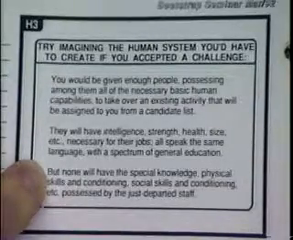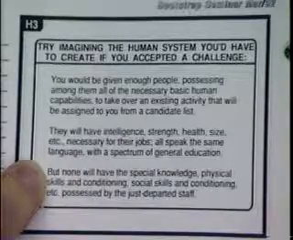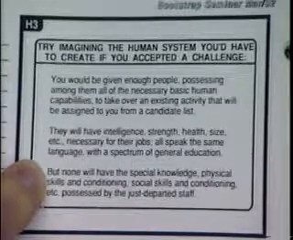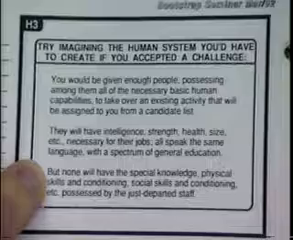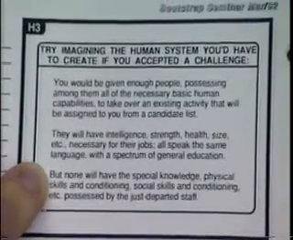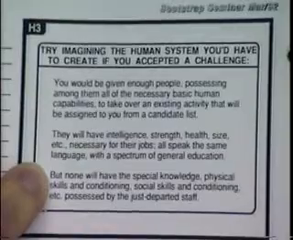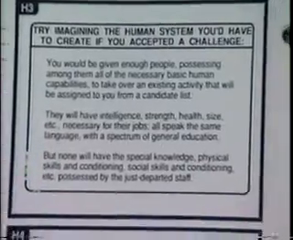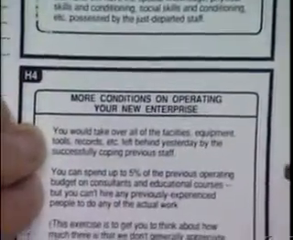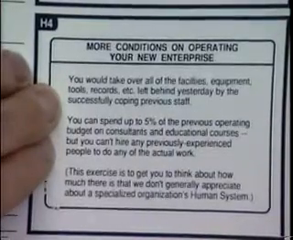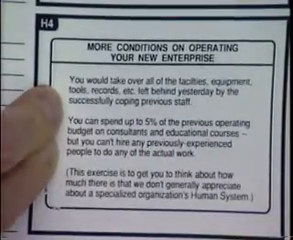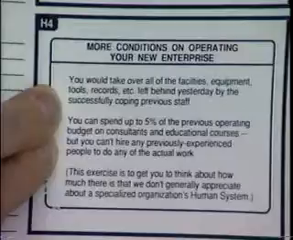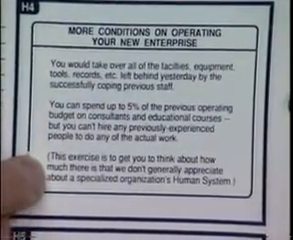So next Monday morning you take this new collection of raw people and you move into this specified activity, and all the other people left on Friday, and you're suddenly going to be faced with understanding a lot about what the human system involved is. So let's just look. Here's a few lists of things that we might assign you from, so be prepared for them. You'll take over all the facilities, equipment, tools, records, etc., left behind yesterday by the successful, coping previous staff. You can spend up to 5% of the previous operating budget on consultants and educational courses, but you can't hire any previously experienced people to do any of the actual work. So this is to get you to think about it.